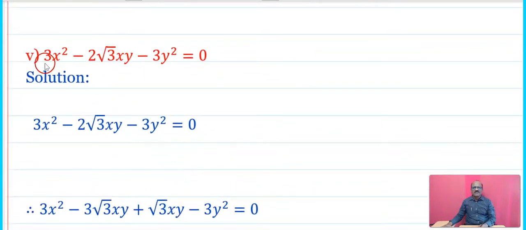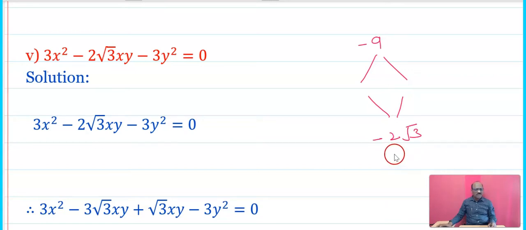Now the next is 3x² − 2√3xy − 3y² = 0. Now the product of the first and last term. What is the product of first and last term? It is −9. And the middle term is −2√3. What are the two terms whose sum is −2√3 and the product is −9? The terms are −3√3 and the other term is √3.